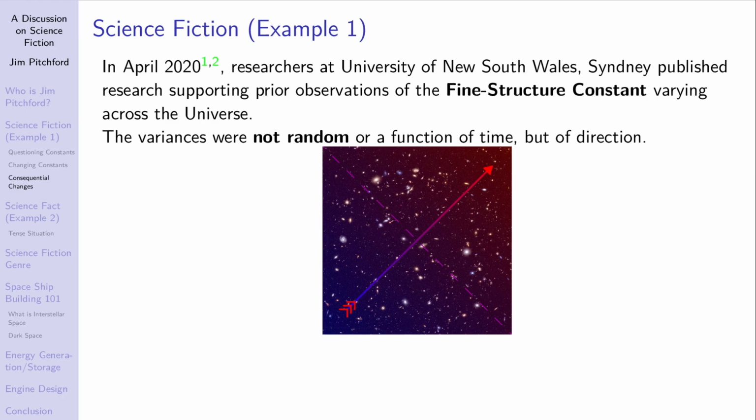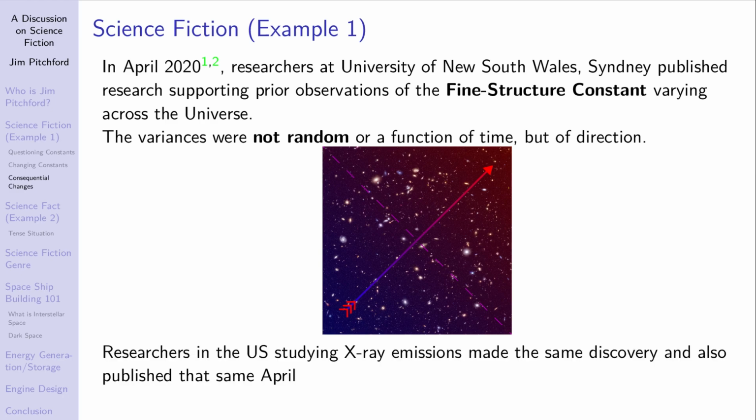But it gets even better. Researchers in the US studying X-ray emissions made the same discovery and also published that same April. And by same discovery, I mean they also found the fine structure constant was changing along a direction, and hey, it was the same direction. So we have two different studies, independent groups, that found the same thing. That makes it even more significant that you really would have to explain away this pattern.